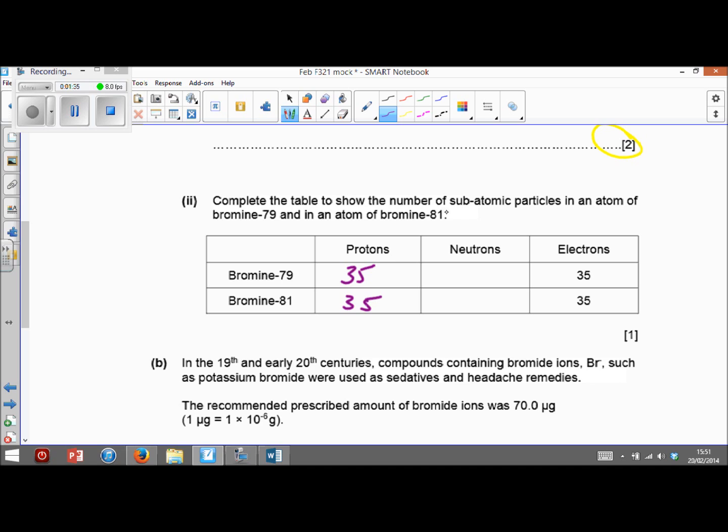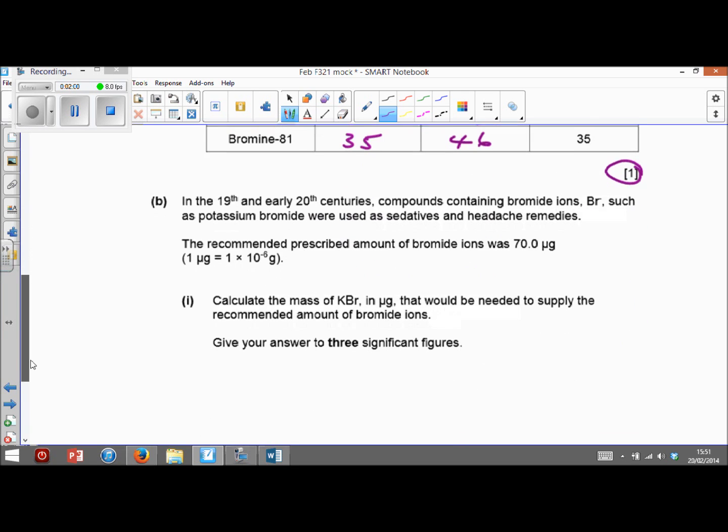So to work out the number of neutrons, we do this number here, the isotope number 79, take 35, and that gives us 44 for the top one, and for the next one here, 81 take 35, that gives us 46. You need to get all this correct to get that 1 mark. So B, this is one that people found quite tricky.